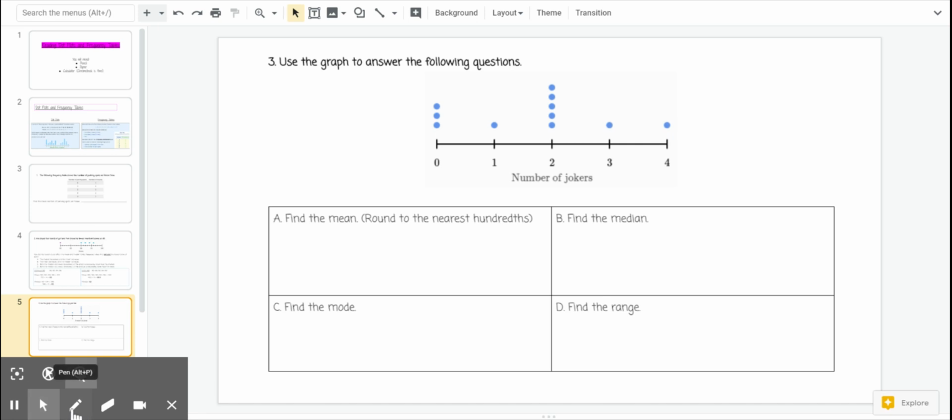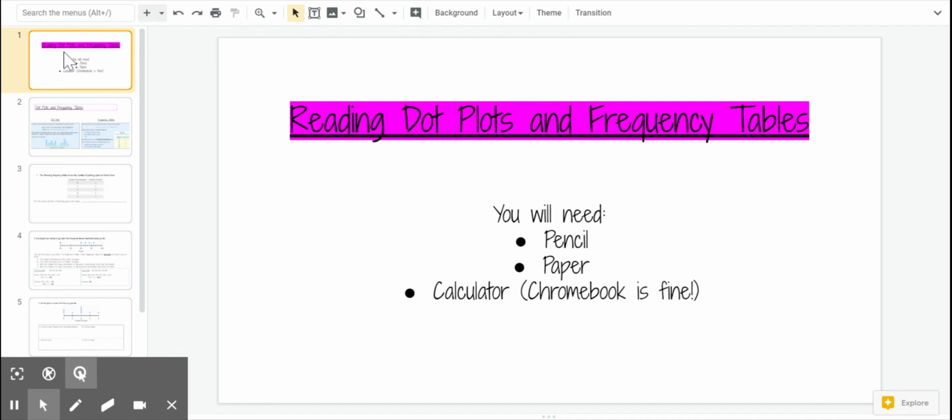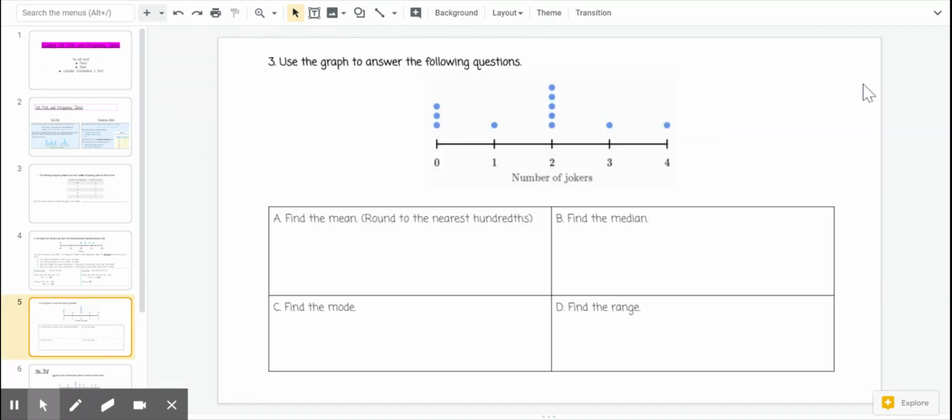Hey everybody, this is the second part of the video on reading dot plots and frequency tables. So I just wanted to show you how you can also use a dot plot to find mean, median, mode, and range. So this is an example of a dot plot, as you can see.